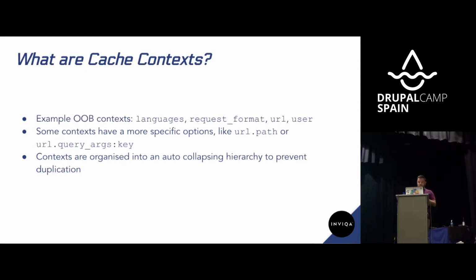The easiest examples out of the box would be languages, request format, URL, user for context. Most of them will have more specific options as well. So you can have url.path or url.query:key that will create individual cache context based on a very specific key in your URL query. And they're also collapsing hierarchy to prevent duplication. But we'll touch upon this in a bit further down the line.